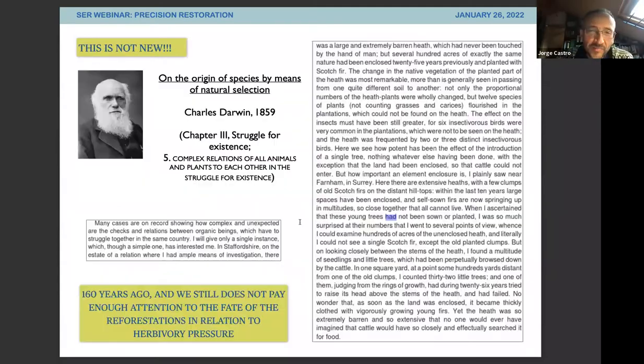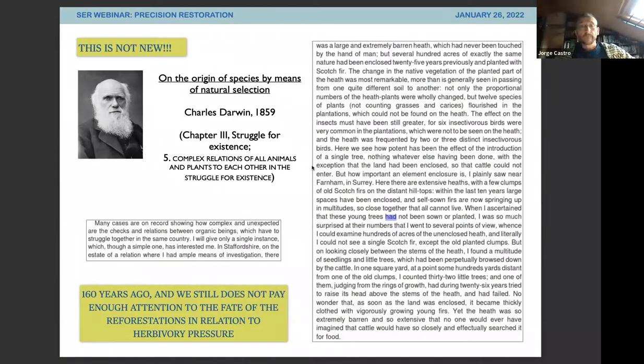Please go to The Origin of Species, chapter 5. Darwin was describing here that in the heathlands of UK, the Scots pine couldn't recruit because as soon as the sapling grew above the height of the heathlands, they were browsed by the wild and domestic animals, all right? So it's amazing. That is 160 years ago. That is in The Origin of Species, and we still do not pay enough attention to the impact of herbivory in the restoration, in the reforestation.